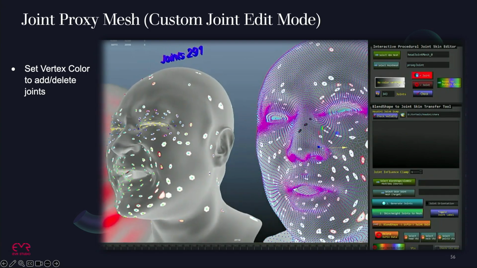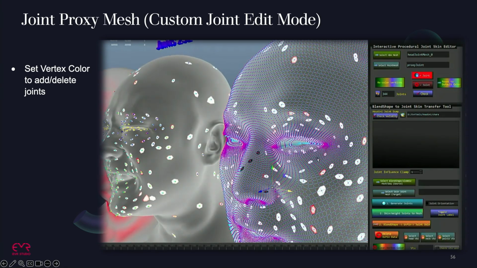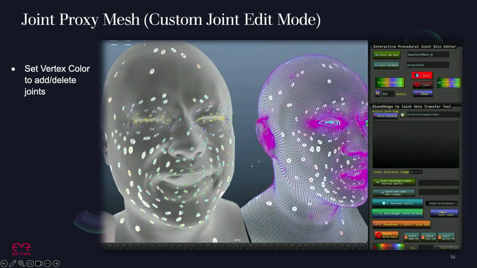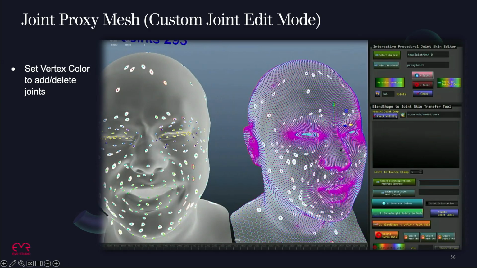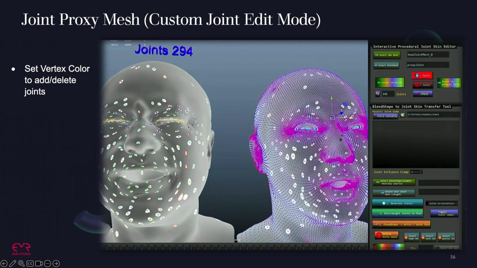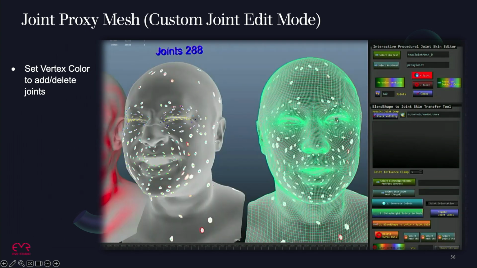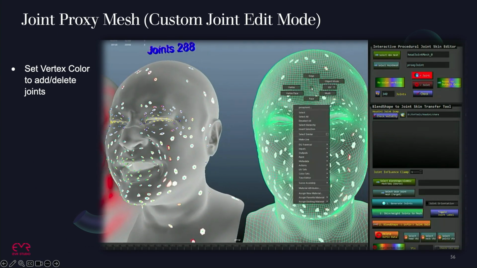Our rigger also requested that he be able to add or remove joints on top of the procedurally generated joints. So this was done by having another input mesh called joint proxy mesh, which lets the user hand paint the joints on the proxy mesh, which then gets reflected on the Houdini digital asset.